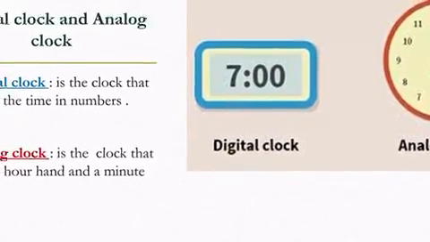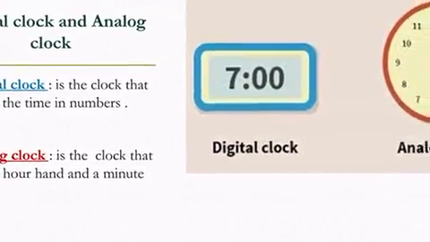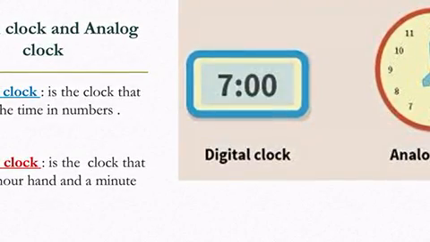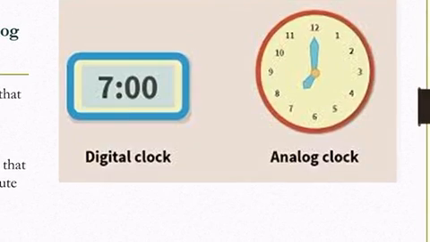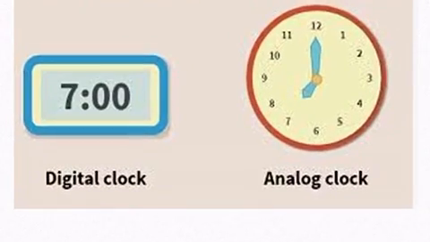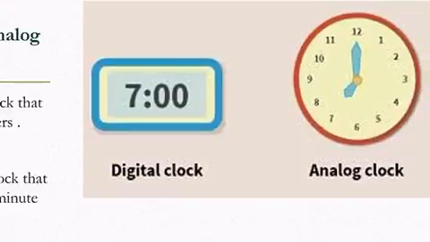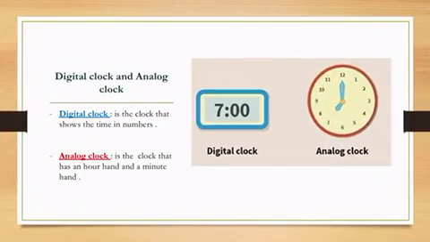As we can see, the digital clock shows us the time in numbers. We can see the number 7, colon, which are the 2 points above each other, we call them colon, okay, and 00, so it's 7. While the analog clock shows us the time with two hands. The small hand shows us the hour and the tall hand shows us the minute. So two types of clocks, digital clock and analog clock.